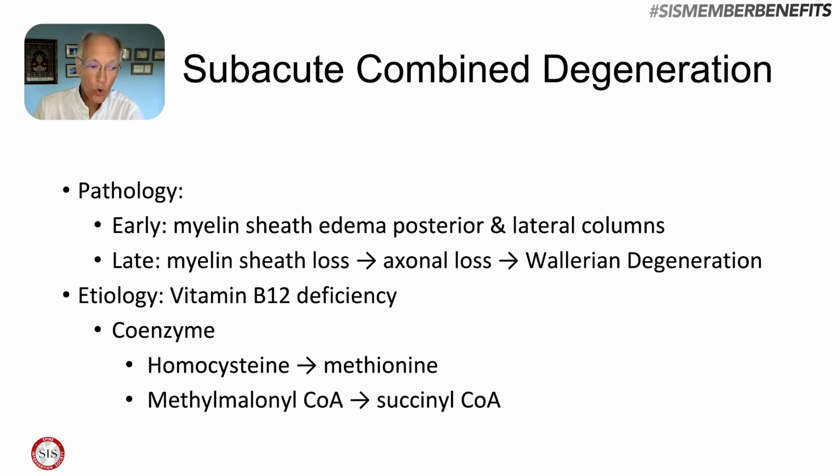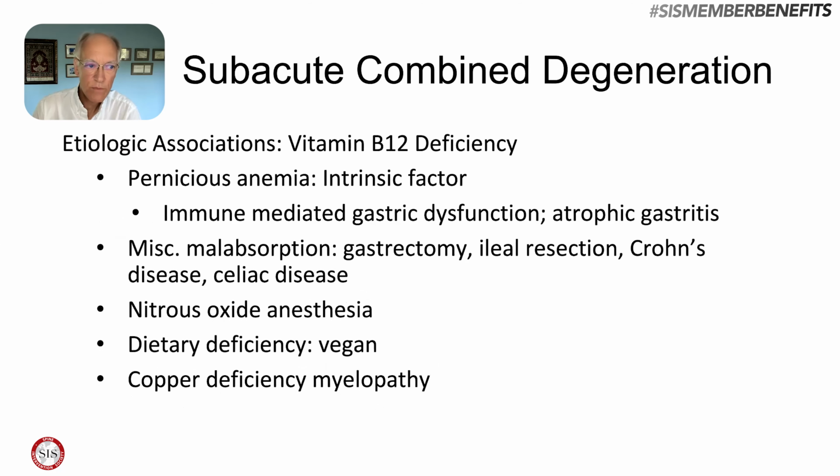Vitamin B12 is a coenzyme, which is critical for 2 major metabolic pathways, particularly the conversion of homocysteine to methionine, and methylmalonyl coenzyme A to succinyl coenzyme A. These are critical for cell metabolism. The etiologic association, that which underpins the difficulty in myelin formation and myelin maintenance, is vitamin B12 deficiency.